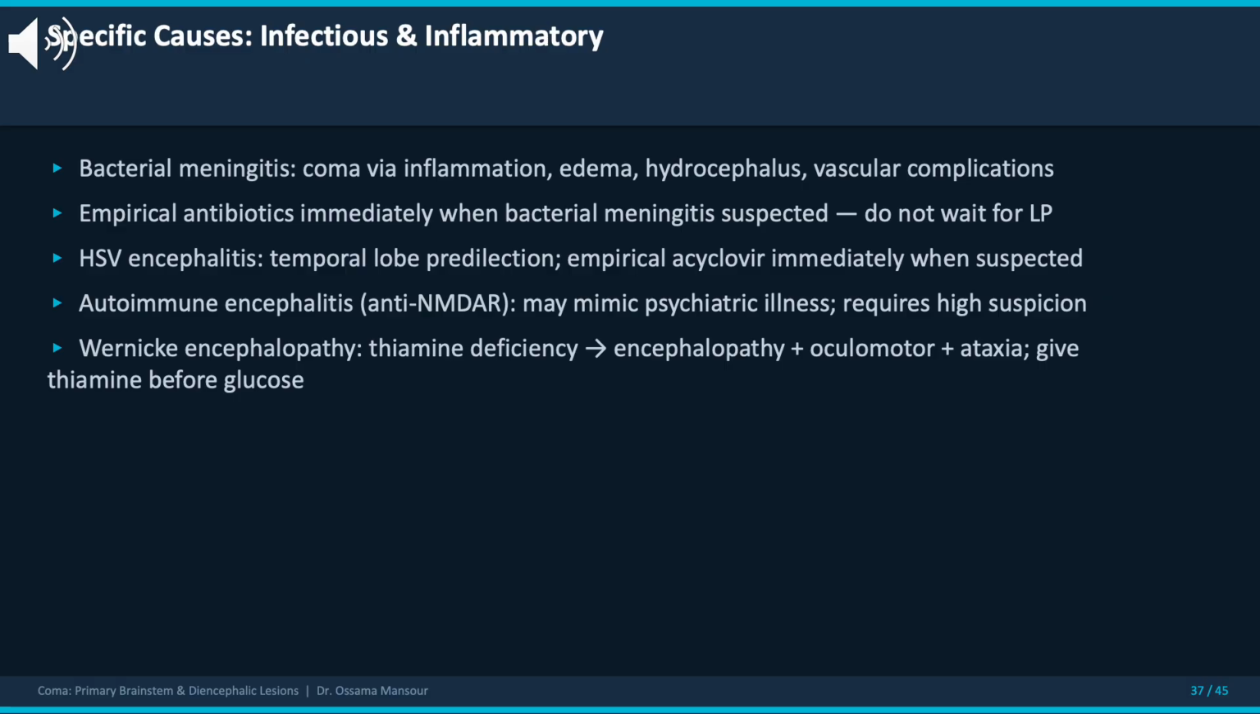Autoimmune encephalitis, including anti-NMDA receptor encephalitis and other antibody-mediated encephalitides, can produce severe encephalopathy and coma. These conditions may mimic psychiatric illness early in their course and require a high index of suspicion for diagnosis. Wernicke encephalopathy, caused by thiamine deficiency, classically produces the triad of encephalopathy, oculomotor abnormalities, and gait ataxia, and can progress to coma if untreated. Empirical thiamine supplementation should be given to all comatose patients before glucose administration.